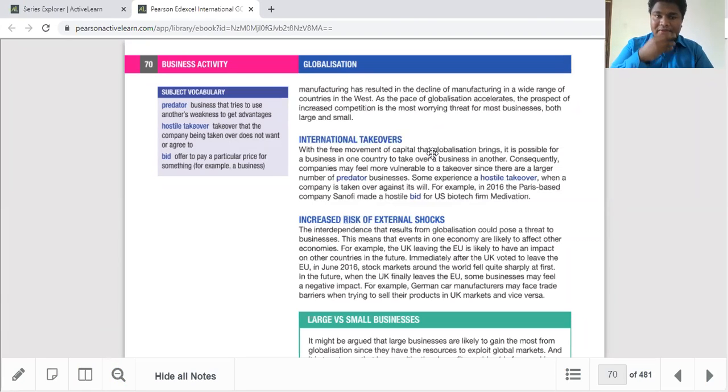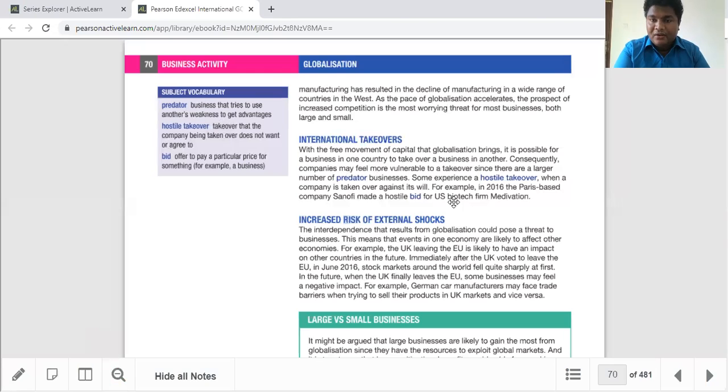So the second disadvantage, the second threat from globalization, is international takeovers. M&A, mergers and acquisitions. This is what we call a predator or hostile takeover. Look at this word. You have to familiarize yourself with this word. If you're learning this word for the first time, make sure you know it. What is a predator? A predator is a business that tries to use another business's weakness to get an advantage.